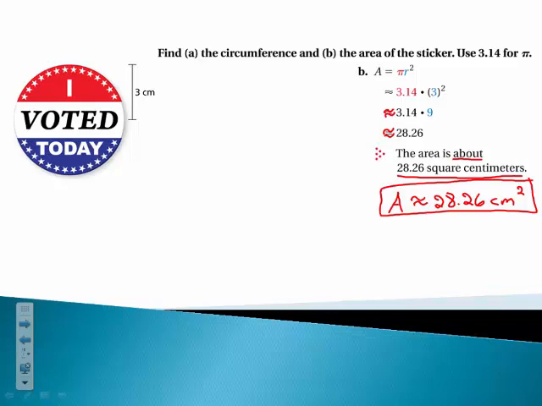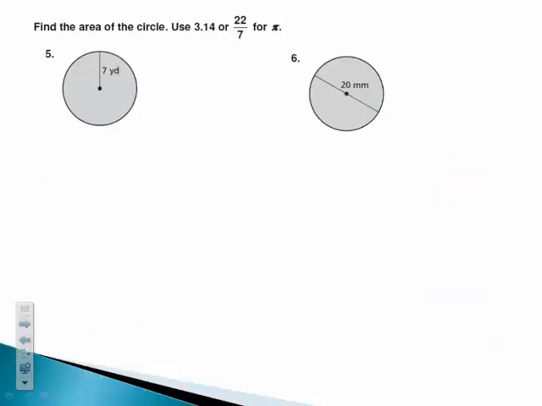Okay, your turn. Let's see if you remember from last year. Go ahead and do 5 and 6. Okay. Again, our radius is divisible by 7, so we can use 22 over 7 for our pi. So pi is going to be about 22 over 7. And then we're going to use our only formula we have, which is pi r squared. So then we're going to plug in our numbers, which will be 22 over 7. Let me put the about symbol. And then we're going to do 7 squared.